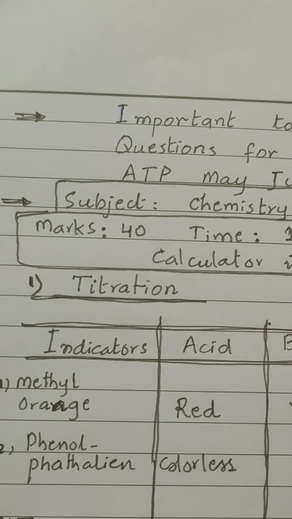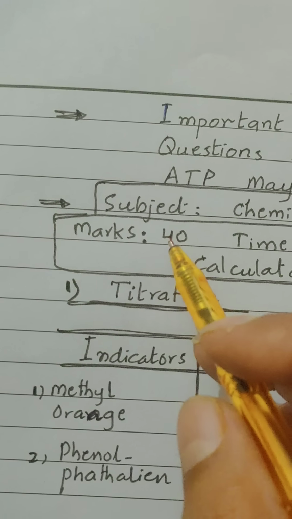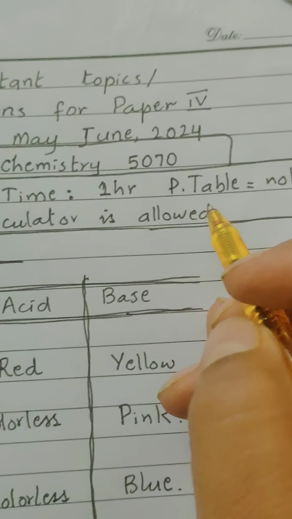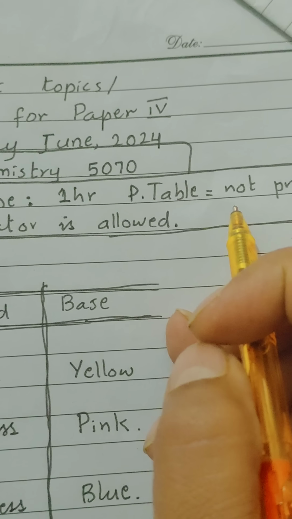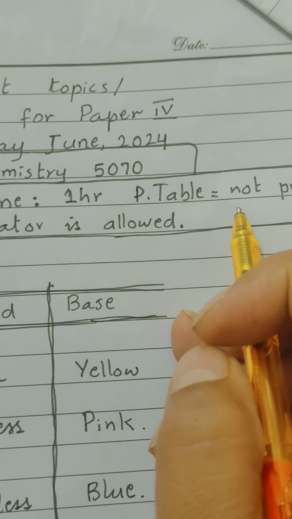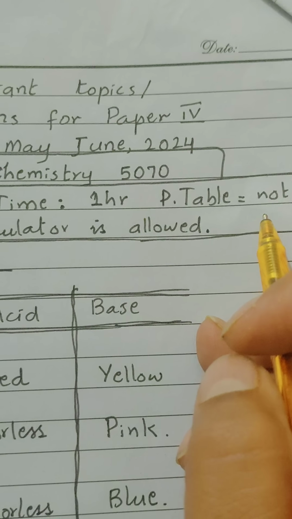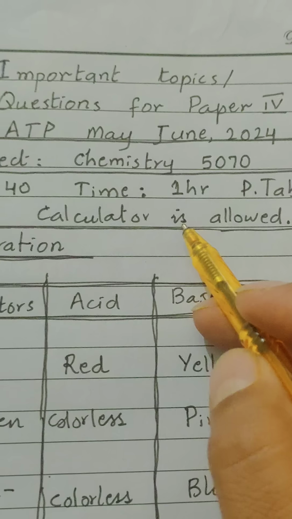Important instructions are that, as you know, the total marks are 40, time is 1 hour, and the periodic table is not allowed, not provided, but the atomic numbers or the atomic weights of the elements will be mentioned in the paper. A calculator is allowed, that's very important.